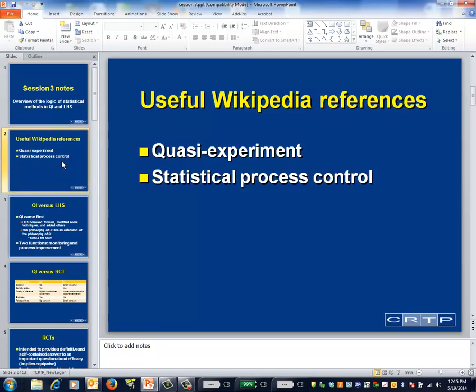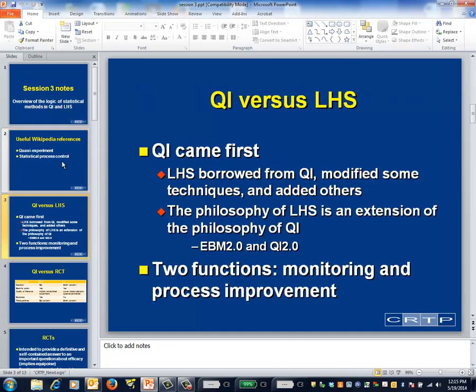That said, if you'd like some of the background for a more traditional treatment of these topics, a good place to start is the Wikipedia entry on quasi-experiments and also the entry on statistical process control. I'll start with a few distinctions.